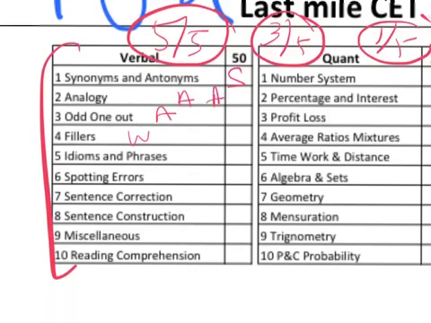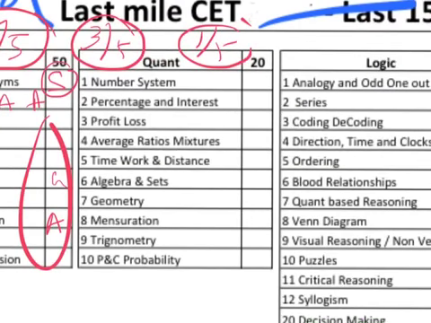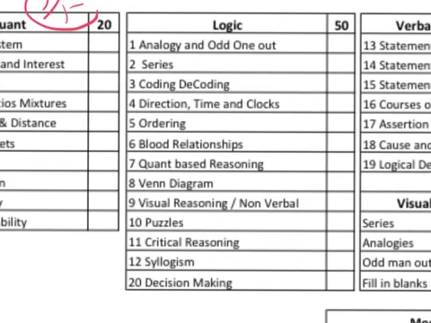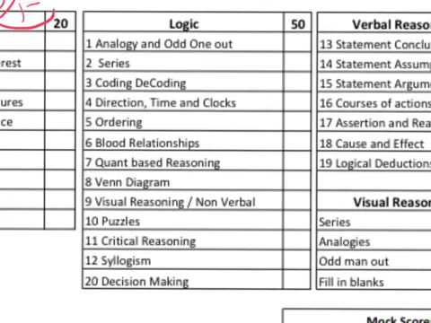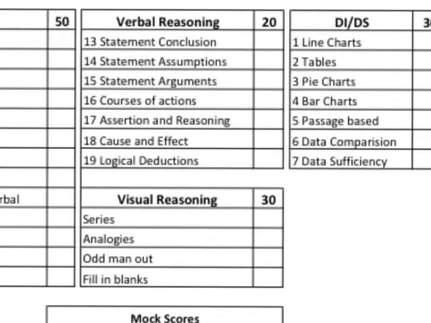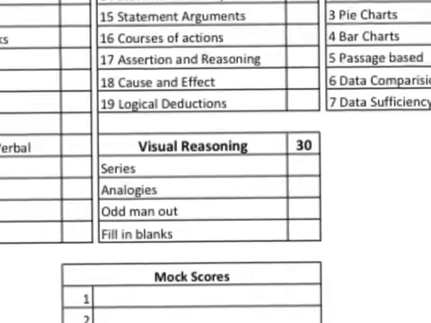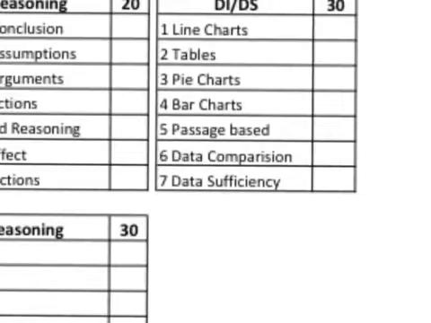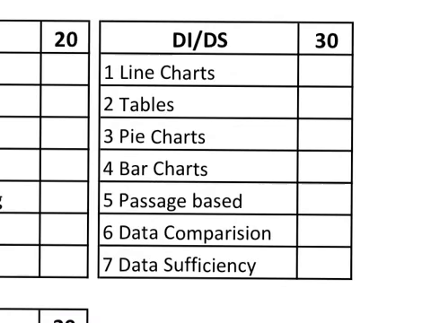Once you've done this, you will automatically find out what your weak areas and average areas are. Fine. Within the section: verbal, quant. Please pause the video and try to find this out. Please sit with your pen and paper so that you can understand what I'm talking about. Logic, all the topics from the logic section: verbal reasoning, visual reasoning, and DI. So that's your main syllabus.